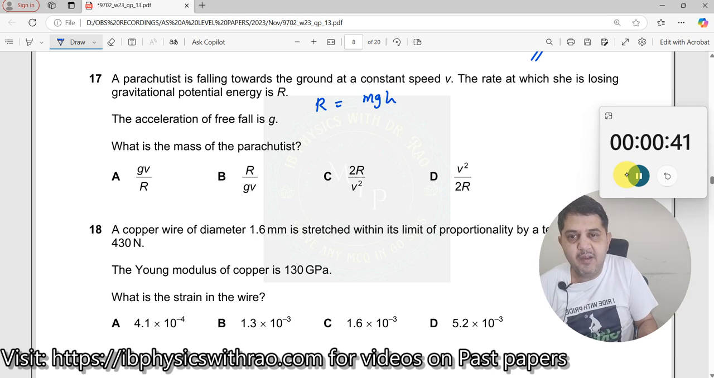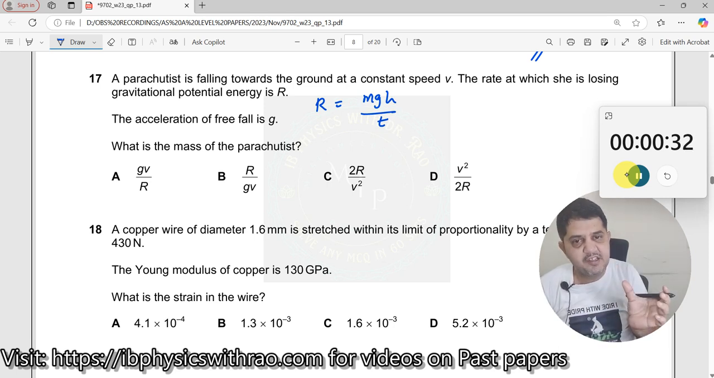mgh. Okay, if I say rate, which means what? Whatever quantity I say, divide that by time. Remember, if I say rate of change of displacement, which means what? Change of displacement will be in the numerator, and the rate means it will be the denominator, divided by time. So I have divided this.